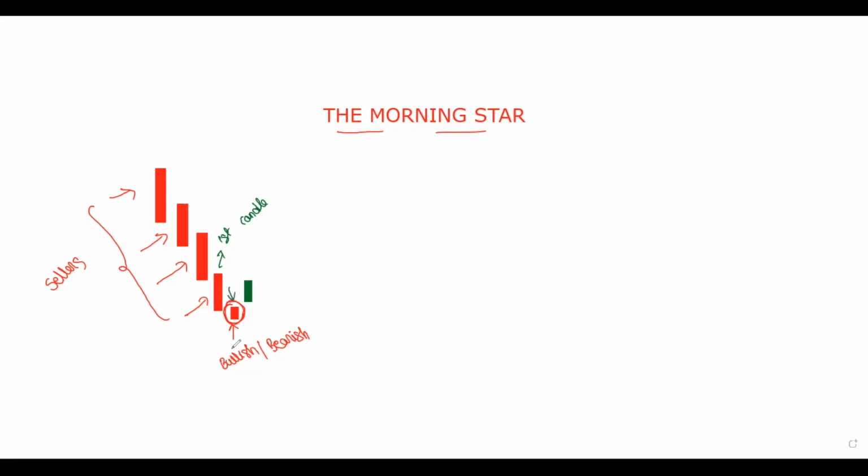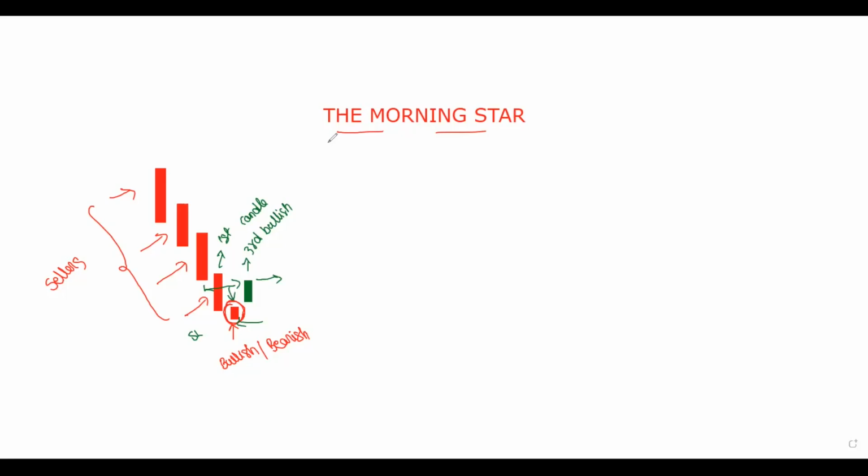And the next one is a small candle, whether it is bearish or bullish, it is okay. And the third candle will be a bullish candle, which normally should open gap up and close above 50% of the first candle. It should close above half of the first candle. Then we will enter here and keep our stop loss below the second candle, and we will ride the trend.